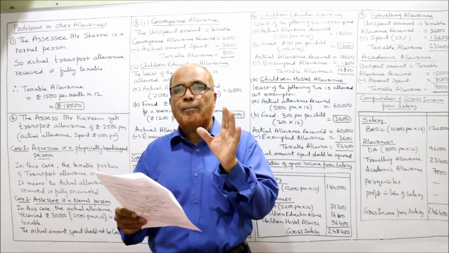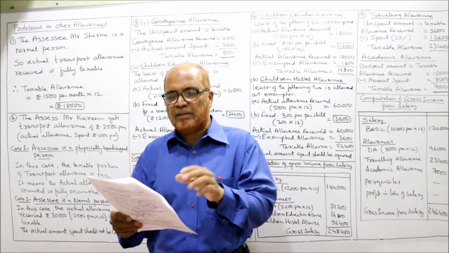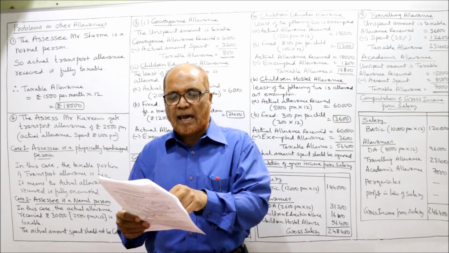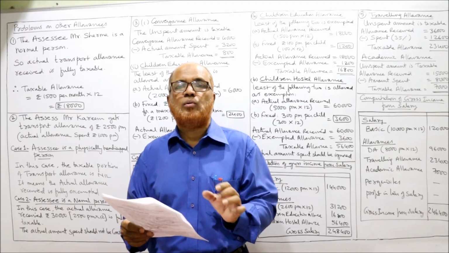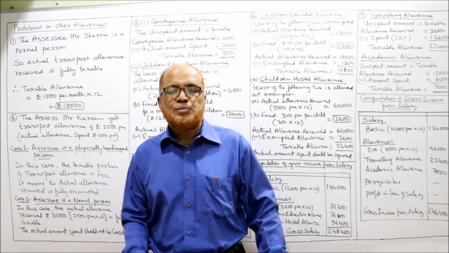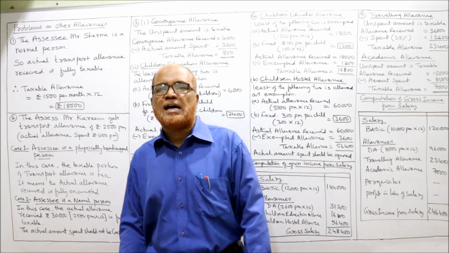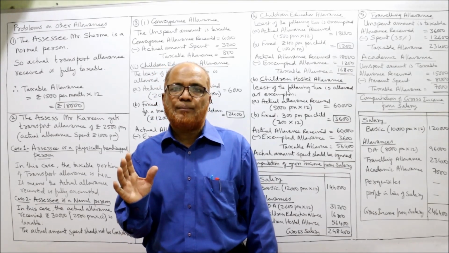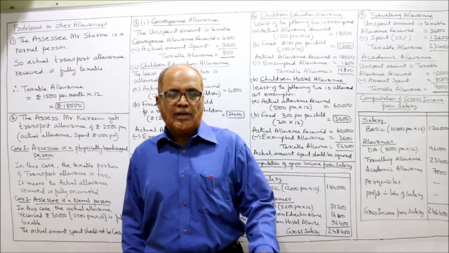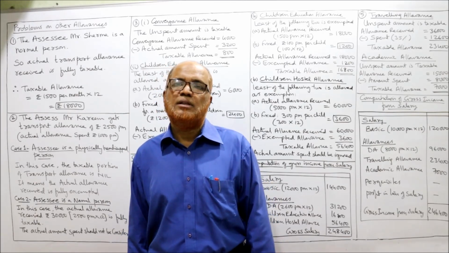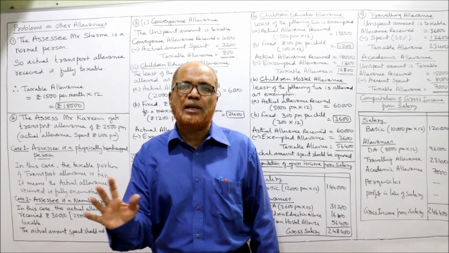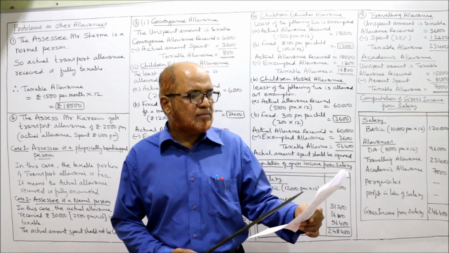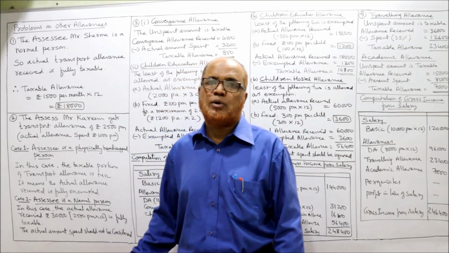All these are per month. Payments are given per month: basic, DA, CCA, Transport Allowance. It is asking you to calculate the taxable amount of Transport Allowance. A specific provision is given by the Income Tax Act regarding Transport Allowance. If the person is a normal person, then Transport Allowance is fully taxable. No exemption will be given. So here it is given, calculate the taxable amount of Transport Allowance.